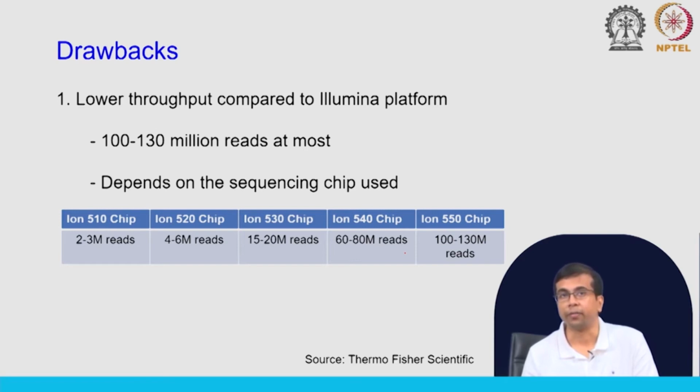And it also varies with the sequencing chip that you will use here, right. So again, you can see some of the chip names and the throughput that you will get from these chips. Again, depending on your application, you will pick the right one, whichever will be most suitable for it.